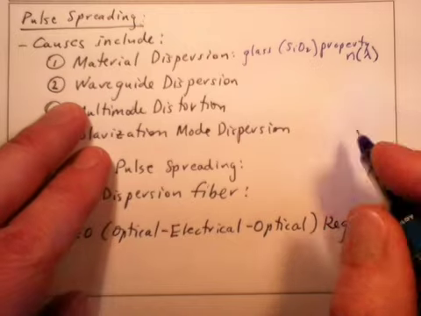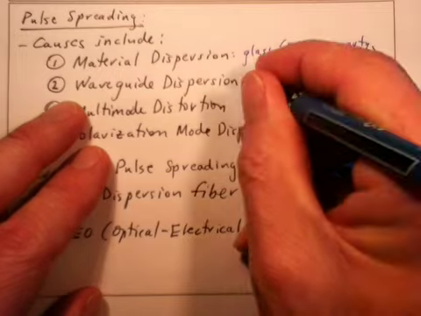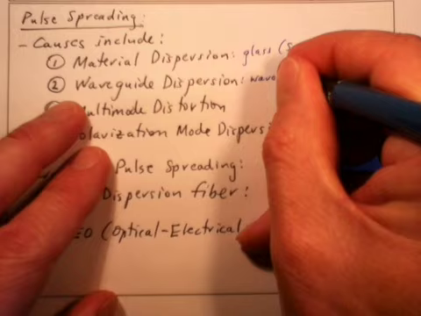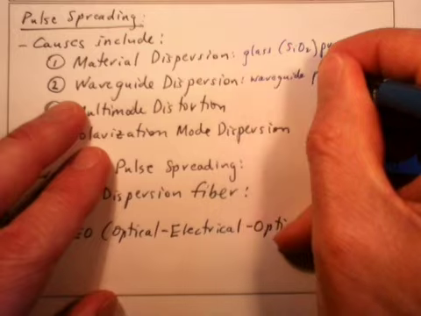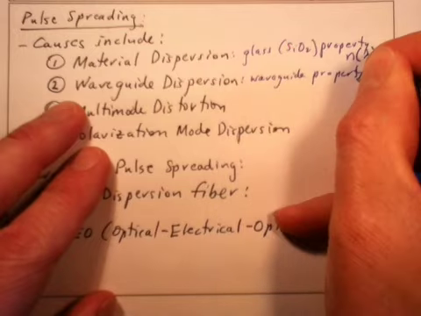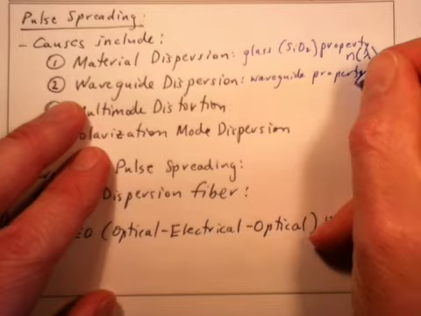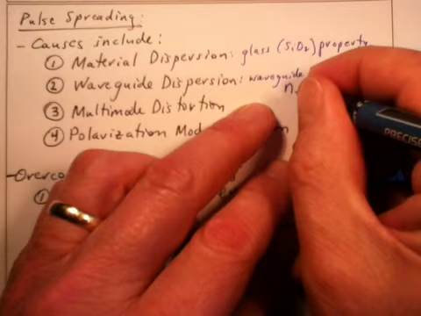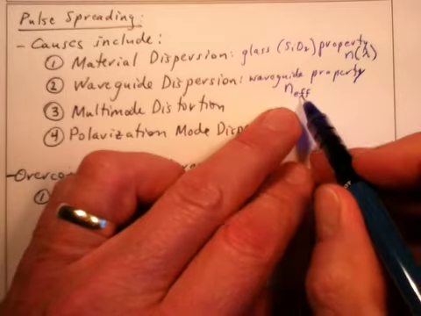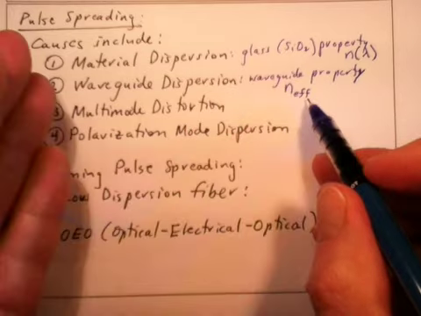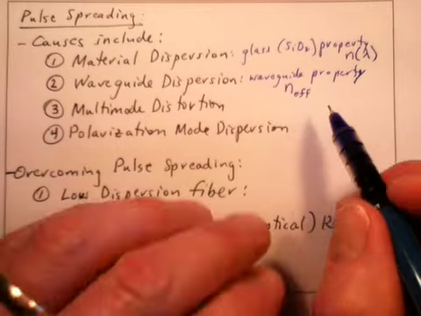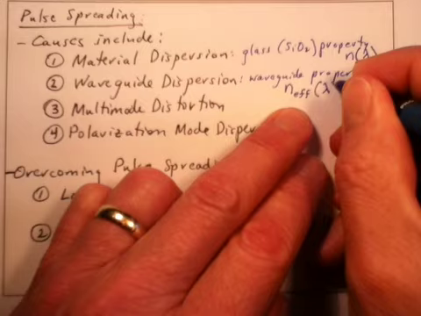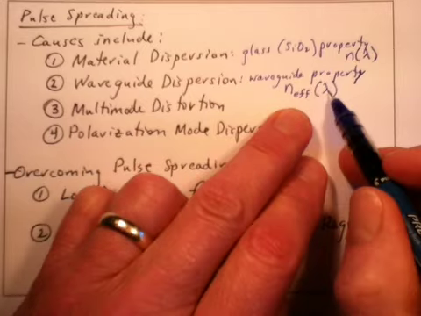We also have waveguide dispersion. So we have a waveguide property, and we characterize the behavior of the waveguide with what's called an effective index. So N effective characterizes the propagation of a mode in the waveguide. We'll study these in Chapter 4 in detail. And the N effective is also a function of the wavelength.